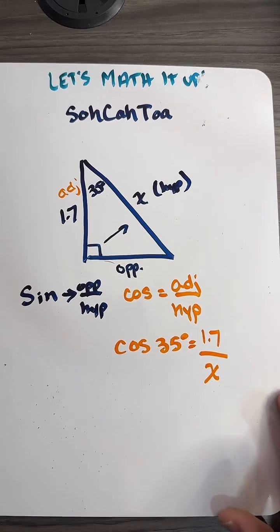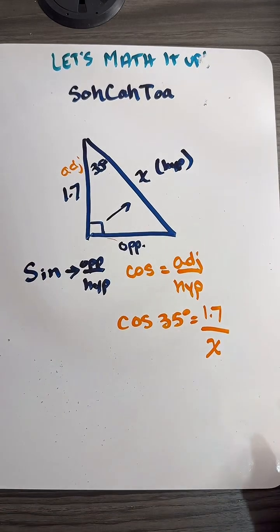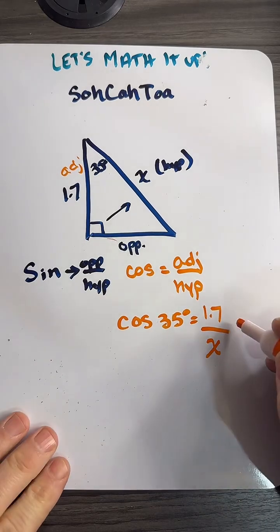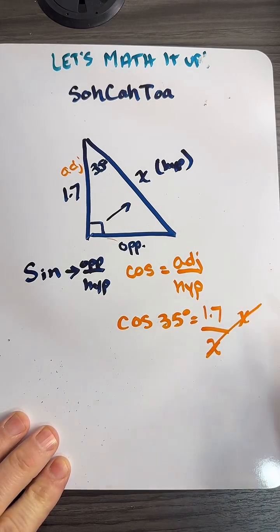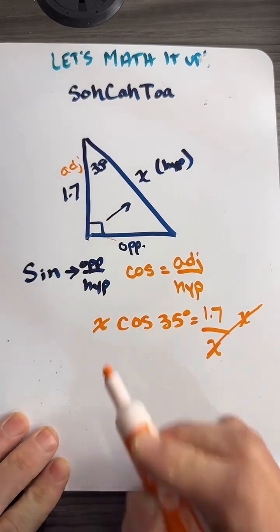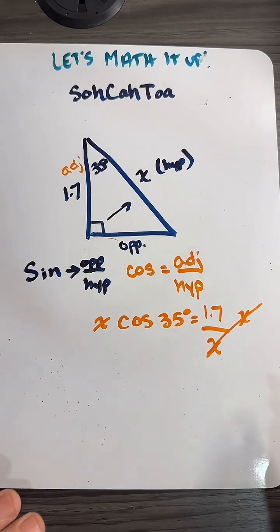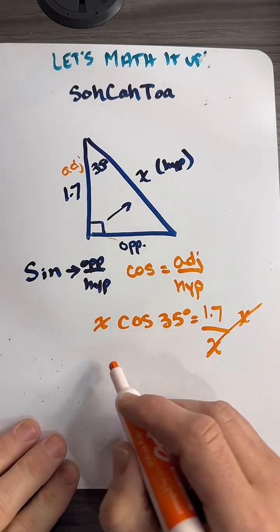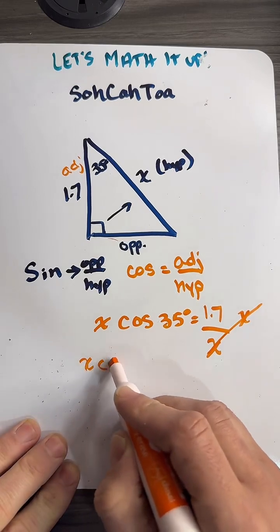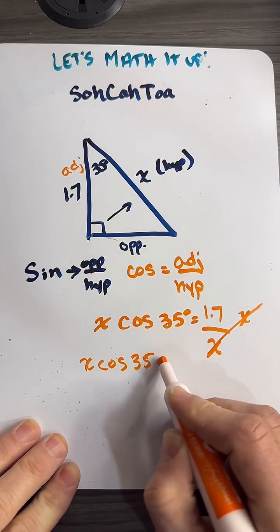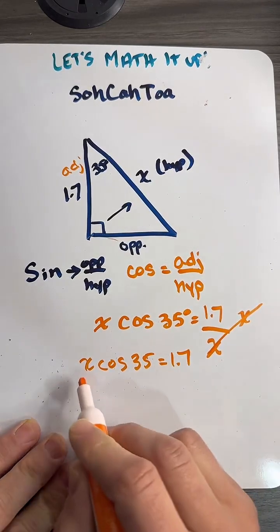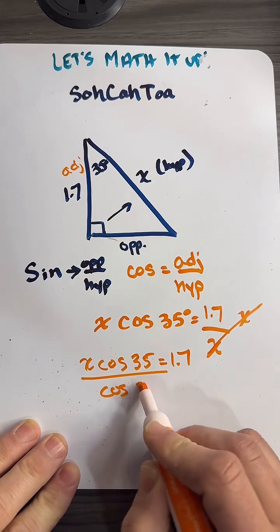All right, this one's the more confusing one, especially when we get into trying to figure out what x is, because it's on the bottom. So I'm going to take both sides and multiply by x. All right, so you end up getting this equation. So then I've got x cosine 35 equals 1.7. And then I'm going to divide by the cosine of 35.